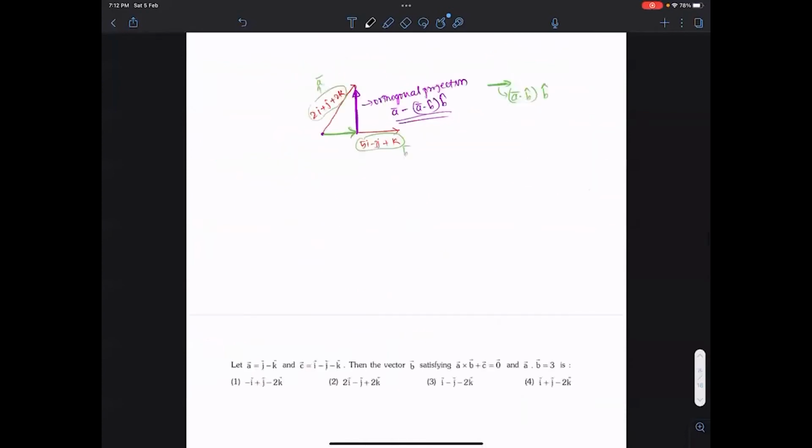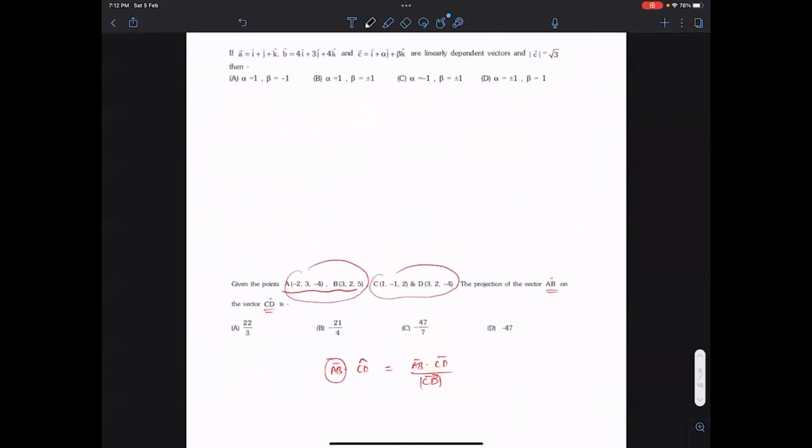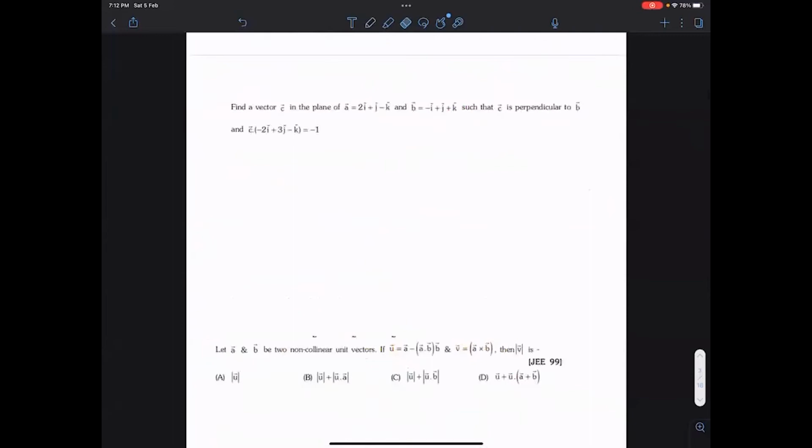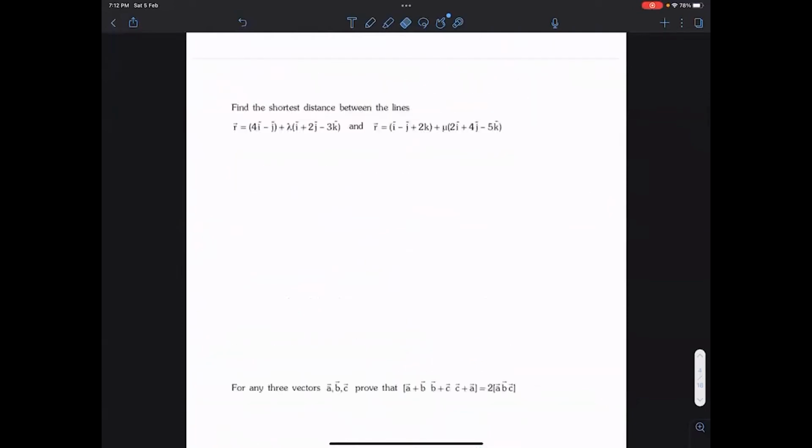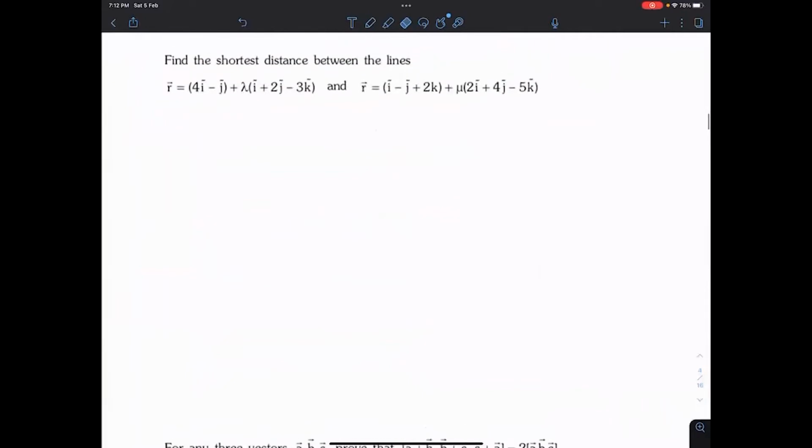Now we'll come to the next question. Shortest distance between two lines. So already you know, I'm writing the formula. If two lines are given, r bar equals a bar plus lambda b bar. Another one is r bar equals c bar plus lambda times d bar, let's say.